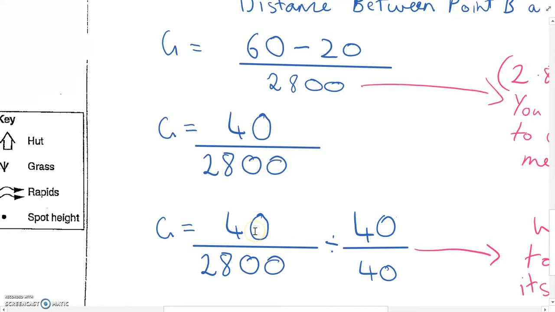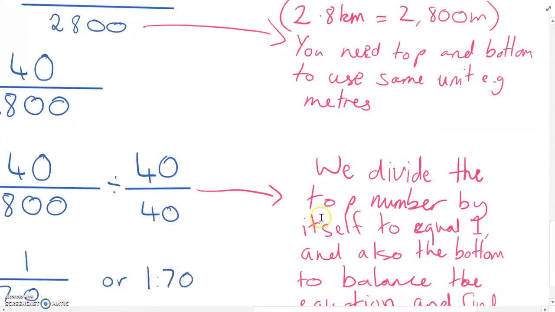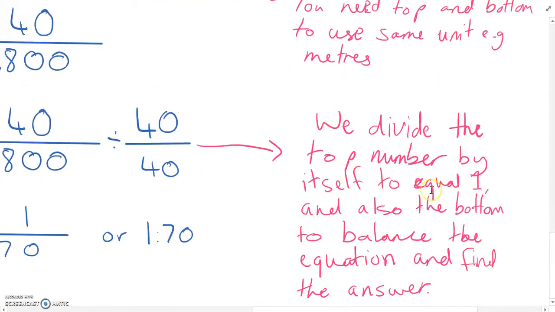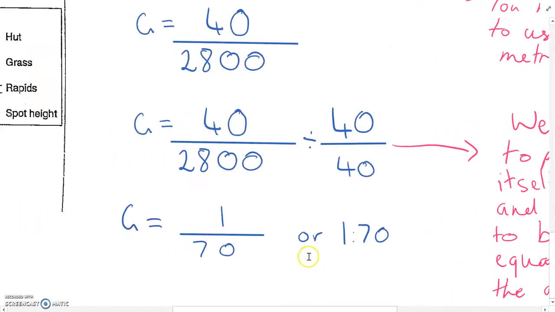That's because we know that 40 divided by 40 equals 1, and that's the number we want up the top. So in case you missed that, we divide the top number by itself to equal 1, and also the bottom number by that same number, which is 40, because we need to keep the equation balanced. Anything we divide by up the top, we have to divide by the same amount down the bottom. That's just a basic maths principle. Okay, so if we do that, then we've got 40 divided by 40 equals 1, and 2,800 divided by 40 equals 70. So our gradient equals 1 over 70, or as a ratio, 1:70.